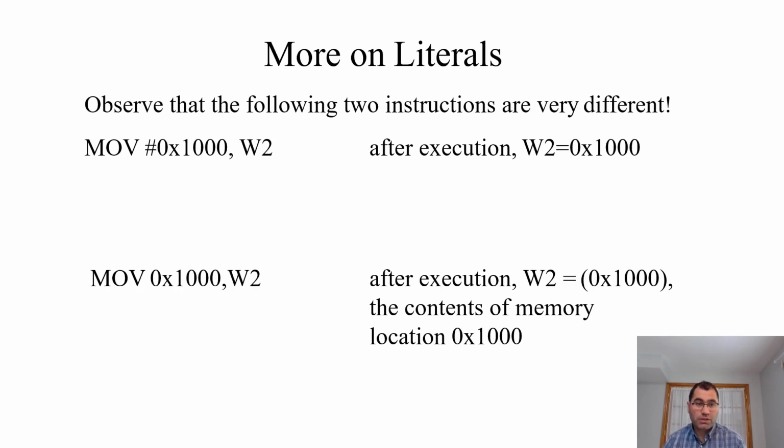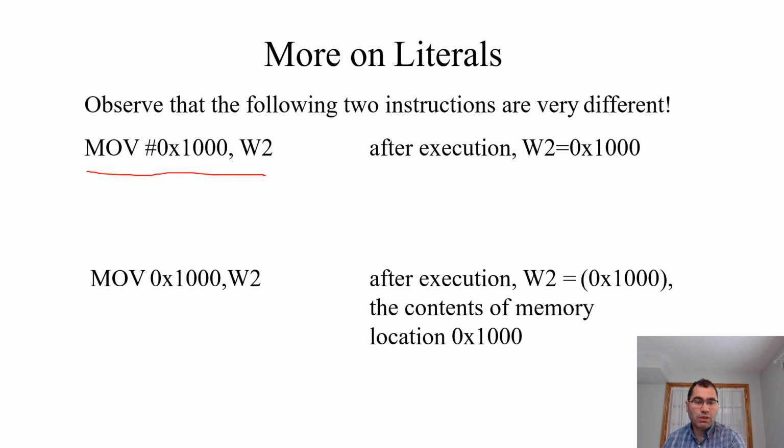Okay, so more on literals. Observe that the following two instructions are very different things, right? This one means copy the hexadecimal value 1000 into W2. So after executing this instruction, W2 is going to be equal to this hexadecimal value, 1000. The content of W2 is going to be 1000. Basically, we just copied this literal because it has the pound sign before it. That means it's a literal, a constant value, just copy it into W2.